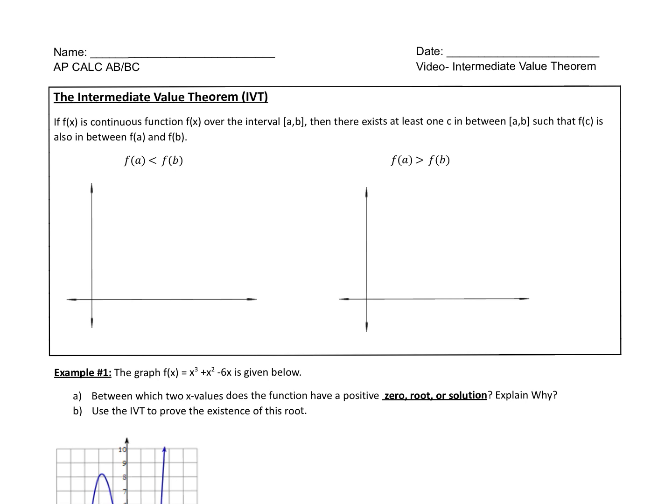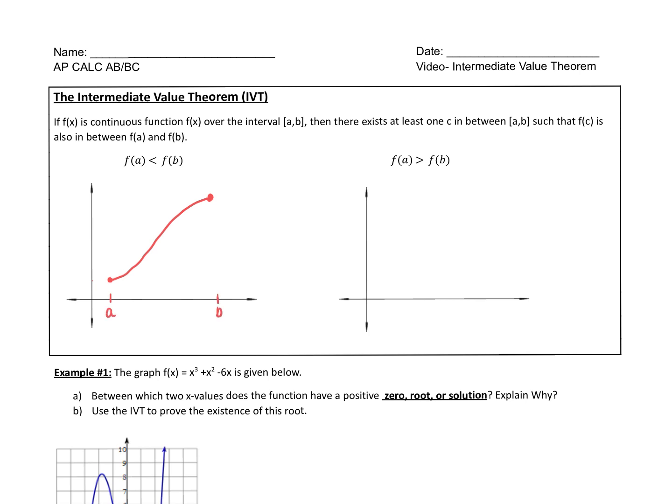So what's the definition? If f of x is a continuous function over the interval from a to b, then there exists at least one c in between a and b such that f of c is also between f of a and f of b. Okay, so what do I mean by that? So let's just say I have a continuous function, and the function maybe starts here and ends here, right? This is a piece of a continuous function. We'll say the interval that it starts is from a to b.